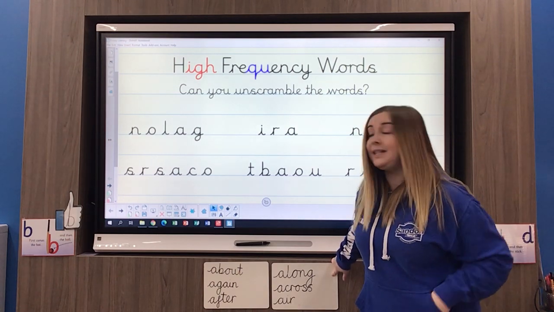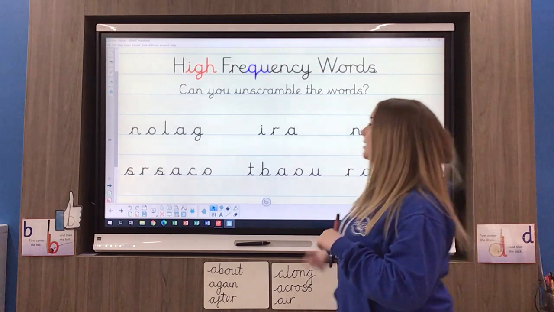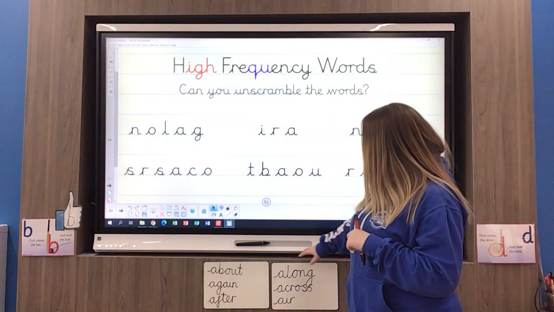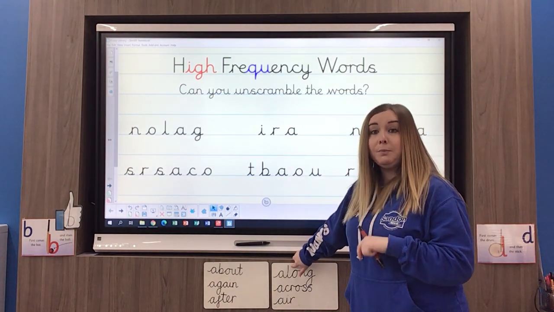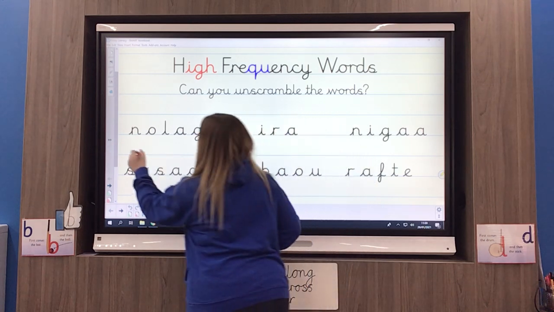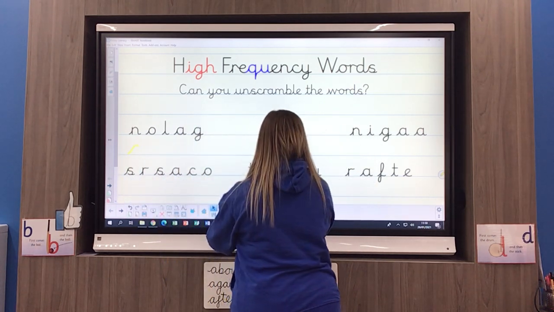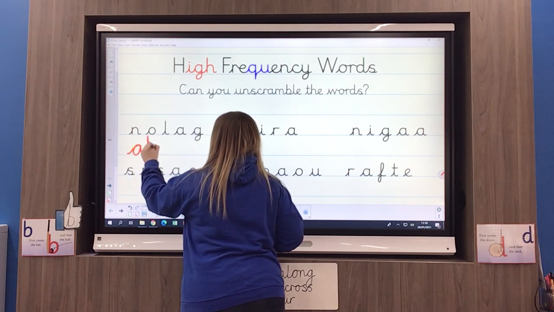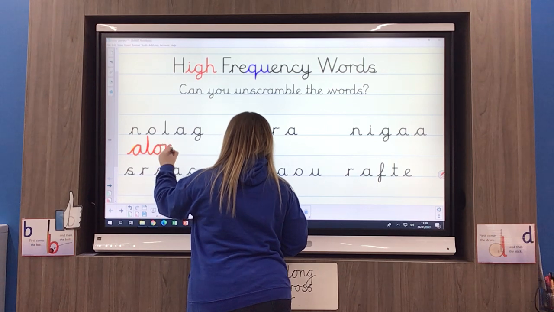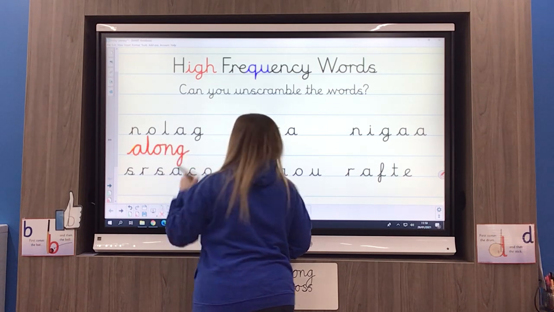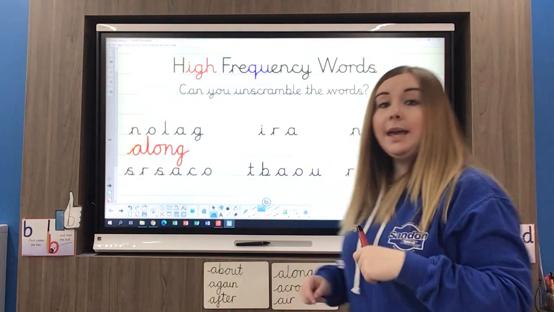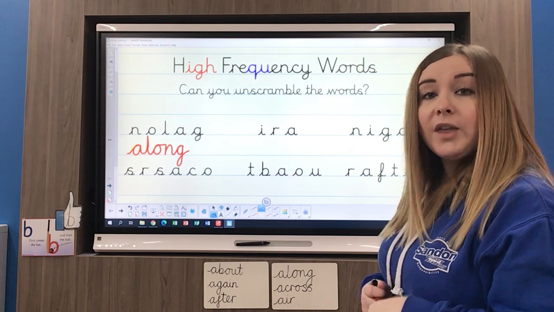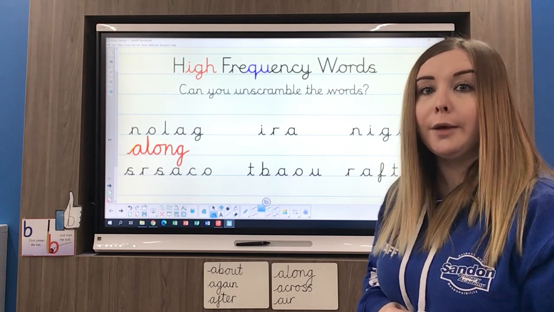So we'll do the first one together. So I can see the letter L, and there's only one of our words this week with the letter L in. So it must be along. So underneath I'm going to write the word along. Okay, so what I want you to do now is to pause the video and see if you can figure out what my other 5 high frequency words are.